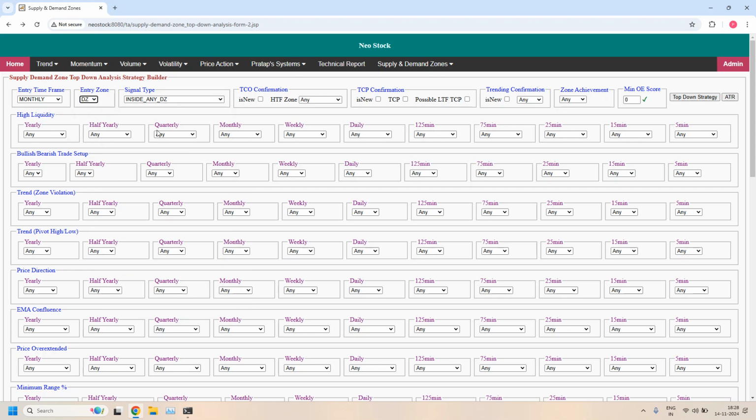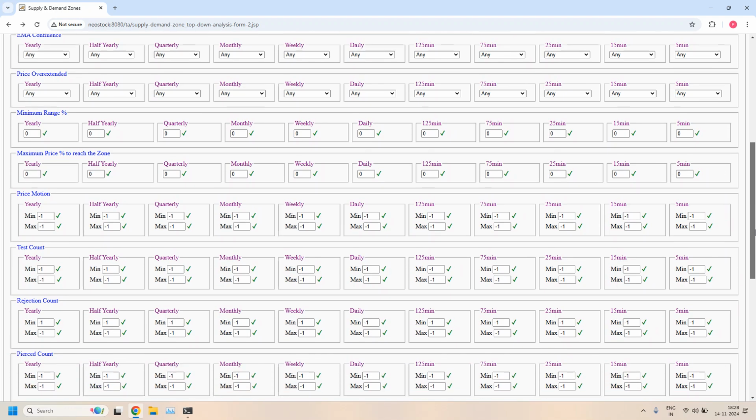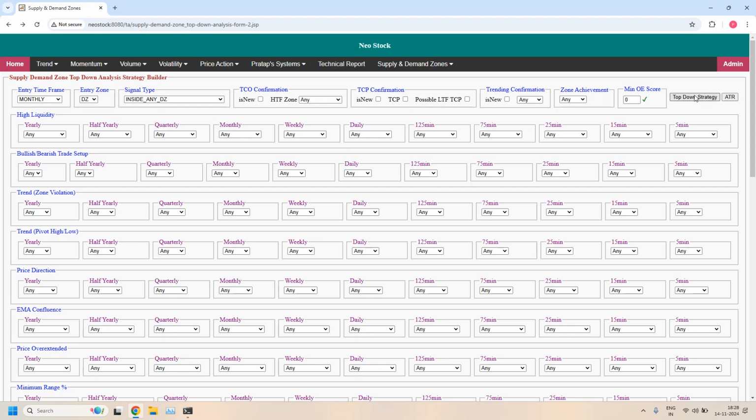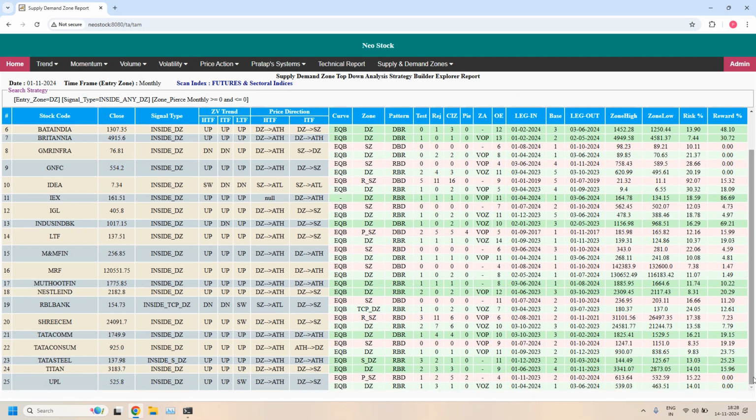But these demand zones should not be pierced. So in the pierced count, at monthly time frame, I am setting minimum value 0, maximum value 0. That means pierced count should be 0. Pierced count 0 means zone is not pierced. Now let's filter the stocks. The first 21 stocks in the list are prices closed inside the monthly zone. Scrolling down. So total 25 stocks where price closed inside the monthly demand zone.